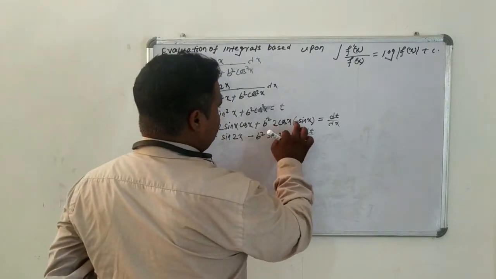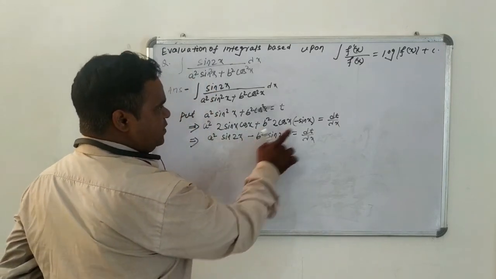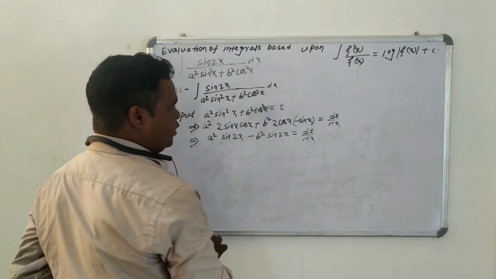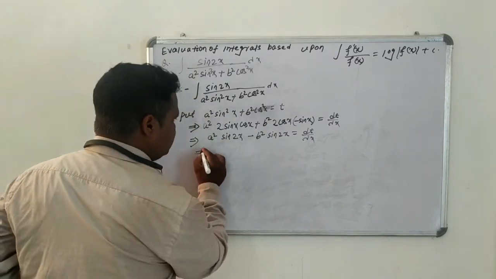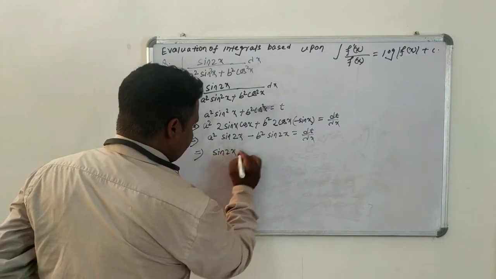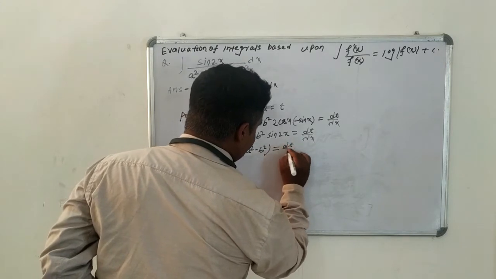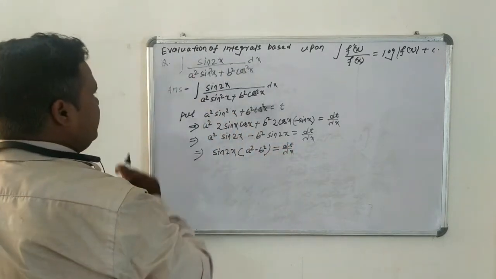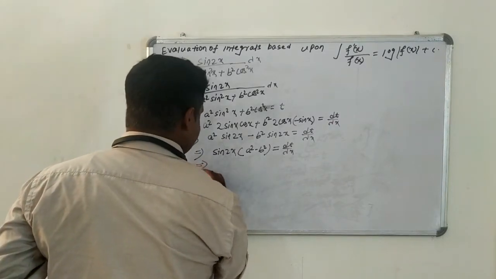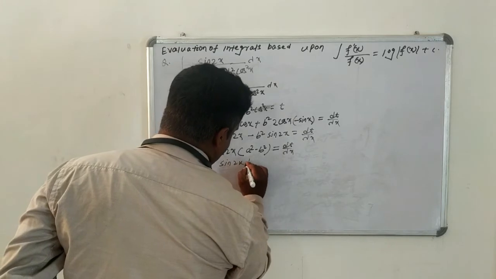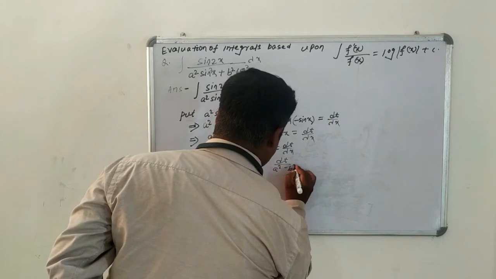Because minus multiplied with minus is plus, b square has the factor 2 sin x into cos x. We know that 2 sin x into cos x is sin of 2x. So here the common factor is sin 2x, so a square minus b square equals dt divided by dx. In the given integral, sin 2x dx is on one side, so sin 2x dx equals dt divided by a square minus b square.